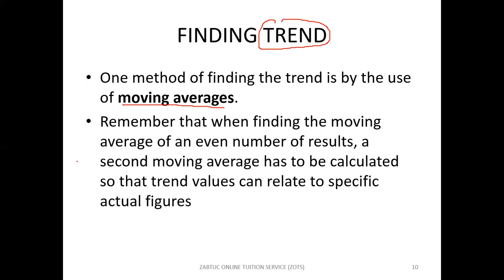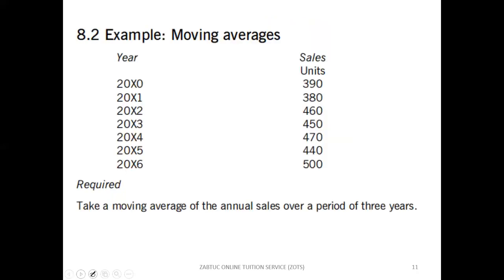Remember that when finding the moving average of an even number of results, the second moving average has to be calculated so that trend values can relate to specific actual figures. You can say we can't understand that. We will help you shortly. So this data has been collected over this number of years, and these are sales units.